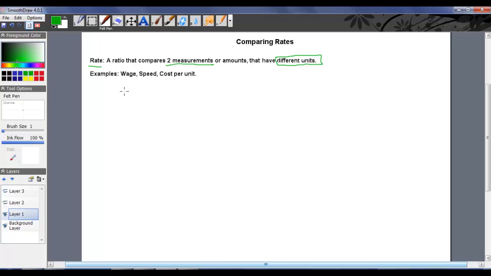Some common examples of rates are wages. So your wage is, let's just say you earn $10 per hour. So that is considered a rate. Also, speed is considered a rate. So you are traveling 80 kilometers per hour. Likewise, cost per unit is considered a rate. So let's just say a box of Kraft Dinner costs $1.25 per box. So these are all examples of rates.